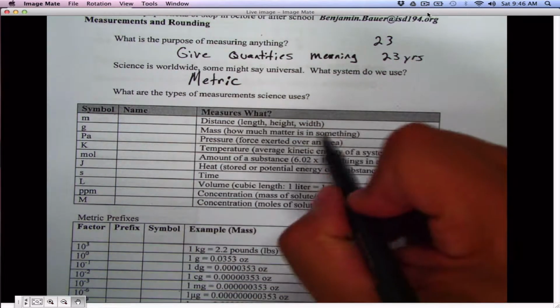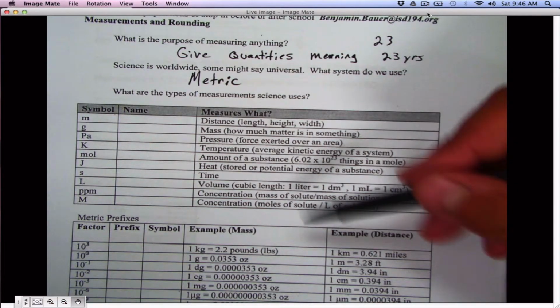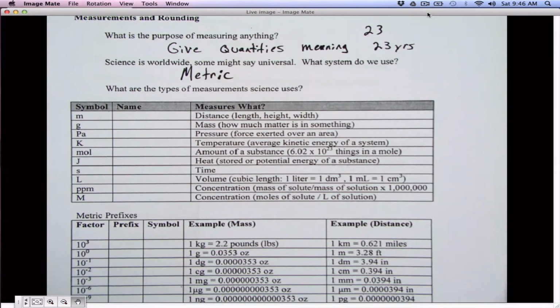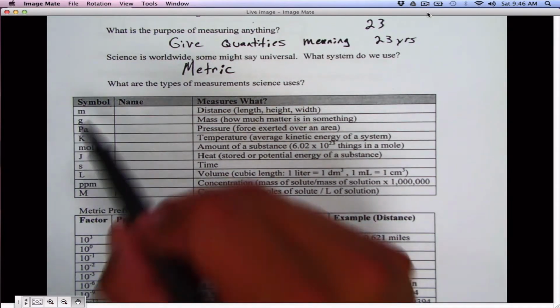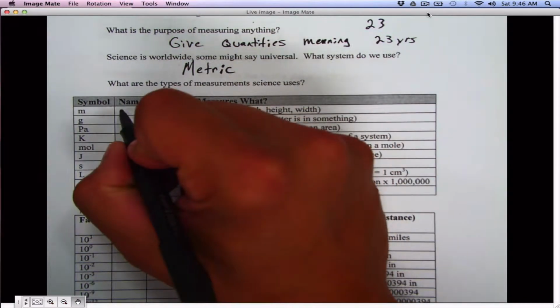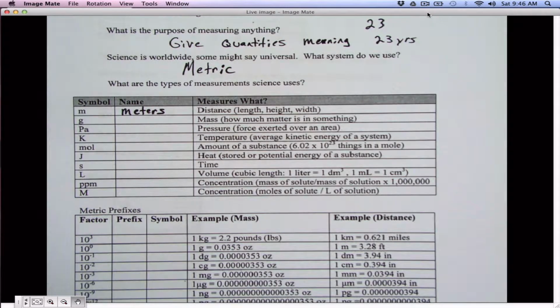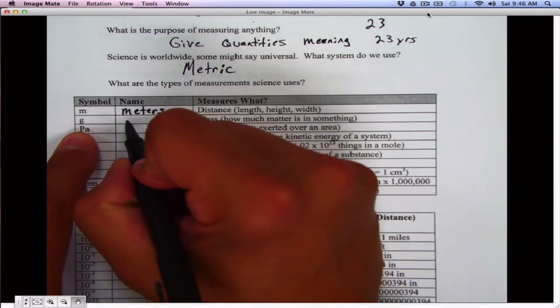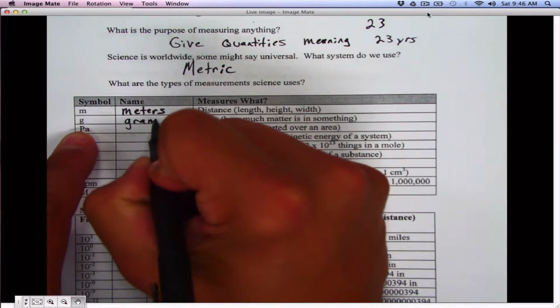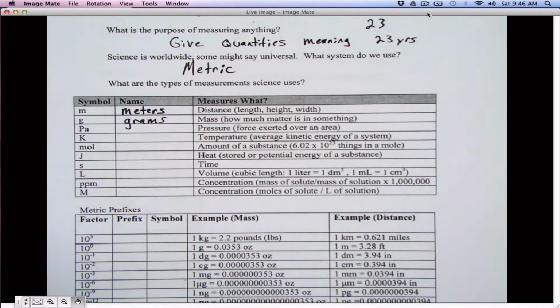So what are the types of measurements that science uses? Here are some metric measurements. Symbol M, well, that's going to be meters. Meters, we're talking distance, length, height, all that stuff. Lowercase g, that's grams. So grams, we're talking about mass, how much stuff you have in something. The more stuff, the more mass it has.